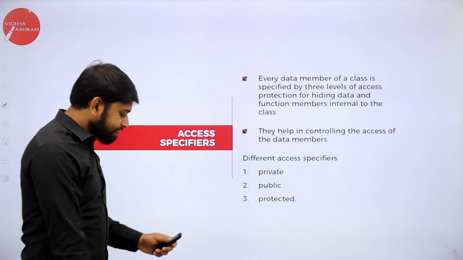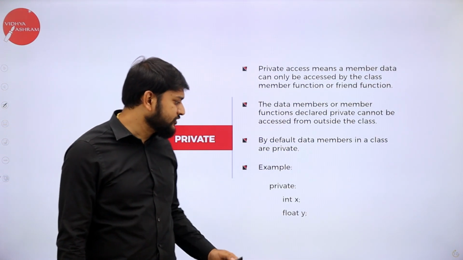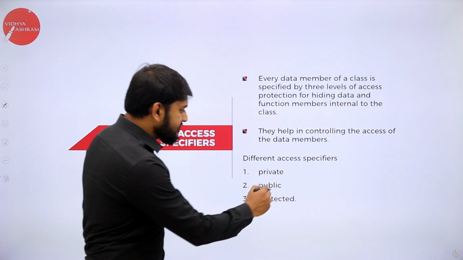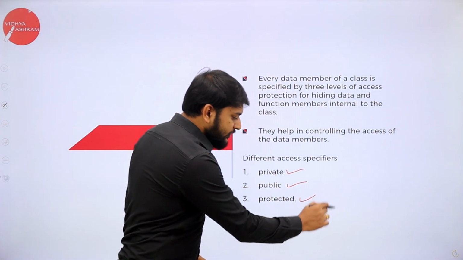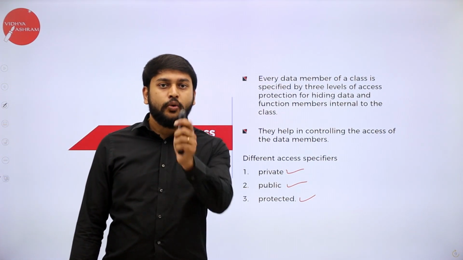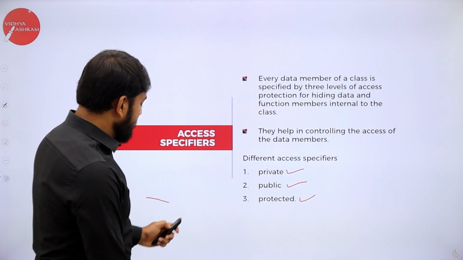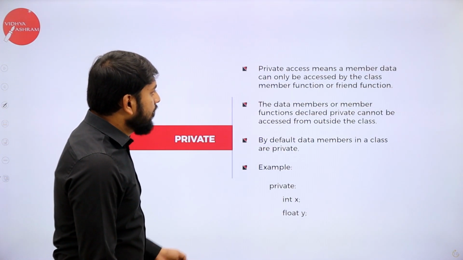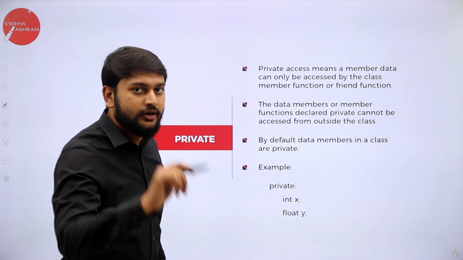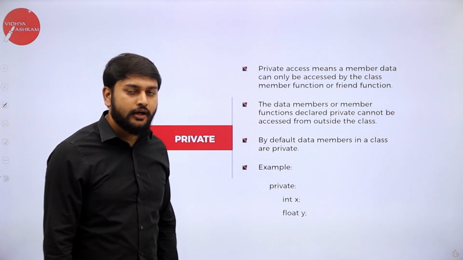So we have 3 access specifiers. The first one is private, the second one is public, and the third one is protected. I'll be explaining these 3 access specifiers with a beautiful toilet in the coming slides. First we have the private access specifier.